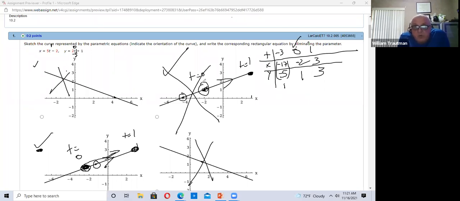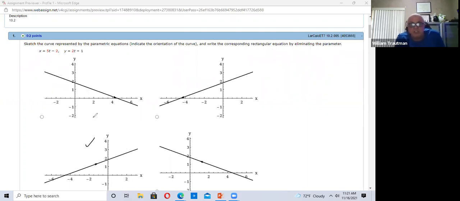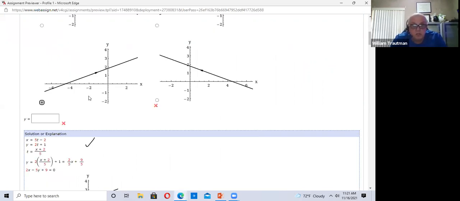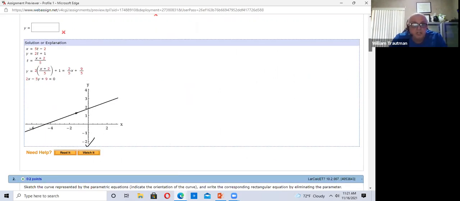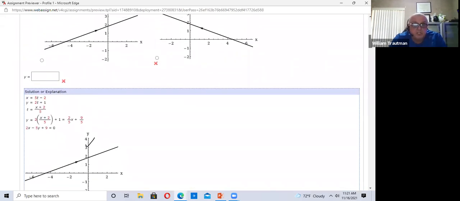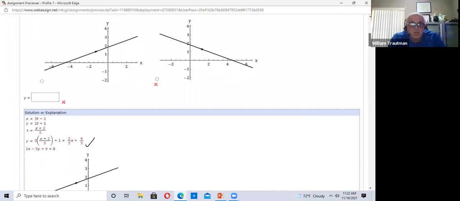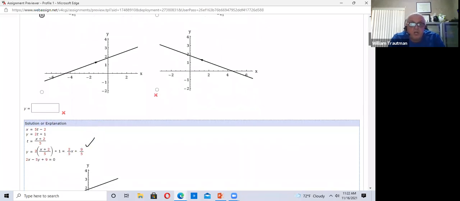So we went from 0 to 1. The arrow has to be going towards the 1. So that bottom left one looks like the correct answer. That's the one I think we picked. Yes, it is.